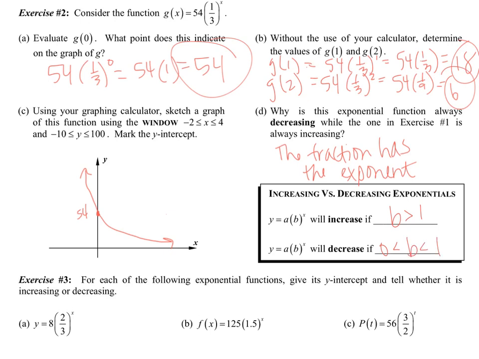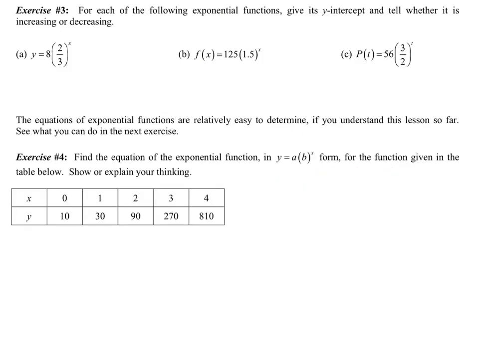So for each of the following exponential functions, give its y-intercept and tell whether it's increasing or decreasing. Remember, the y-intercept is that number outside of it. So the y-intercept is 8 and decreasing. Letter B, 125 and increasing. And 56 increasing. The reason why those two are increasing is because they are larger than 1.